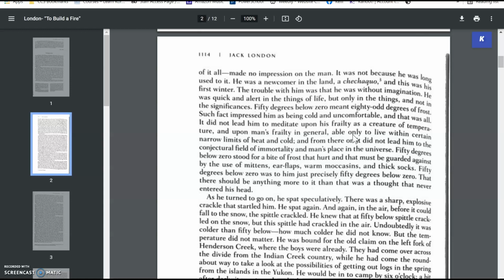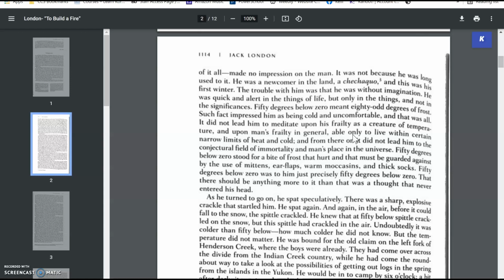And from there on, it did not lead him to the conjectural field of immortality and man's place in the universe. 50 degrees below zero stood for a bite of frost that hurt and that must be guarded against by the use of mittens, ear flaps, warm moccasins, and thick socks. 50 degrees below zero was to him just precisely 50 degrees below zero. That there should be anything more to it than that was a thought that never entered his head.